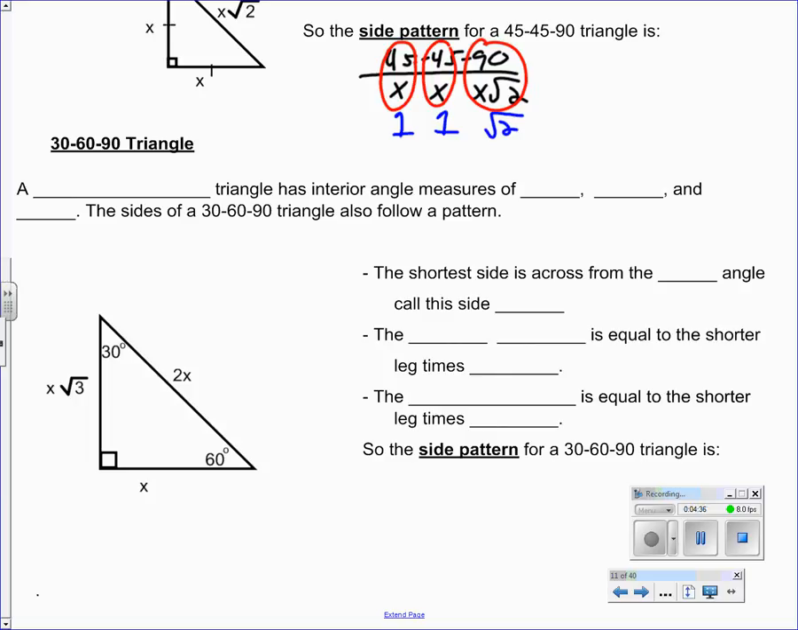So the other type of special right triangle is called a 30-60-90 triangle. Just like we call the isosceles right triangle a 45-45-90, the 30-60-90 is called that because of the angle measures. The angle measures are 30 degrees, 60 degrees, and 90 degrees. And the 90-degree angle is the reason that it's a right triangle.